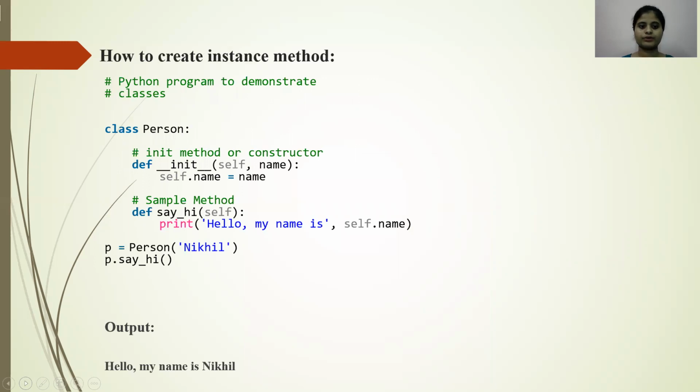Let's see how to create an instance method. First, take the class, then by using init method or the constructor method. Then by writing the sample method, and here is the output.